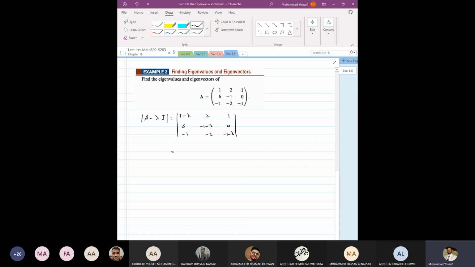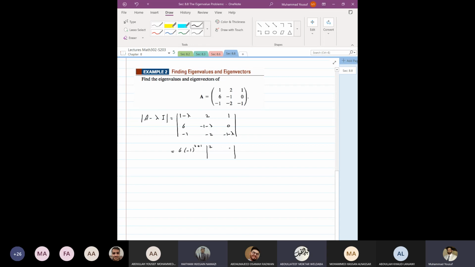Let us expand this. We can expand this from any row or any column. Now, the second column, second row has a 0, so let us expand by the second row. 6, then minus 1 power, number of row 2, number of column 1, then the determinant of a 2 by 2, which is obtained by deleting the column where 6 is and the row where 6 is. So what is left? You tell me so that I make sure you are getting this.